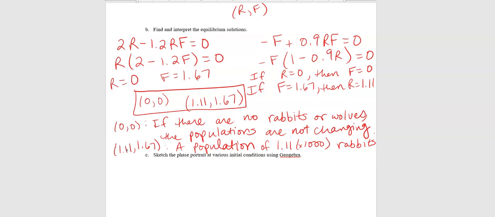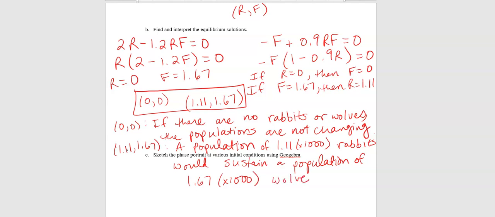So population of 1.11 rabbits. So let me read what I'm writing. A population of 1.11 rabbits would sustain a population of 1.67, again, times 1,000 wolves, I guess what we were looking at.